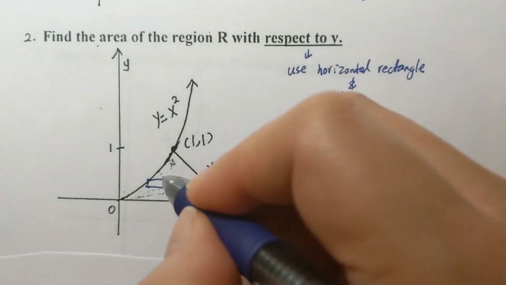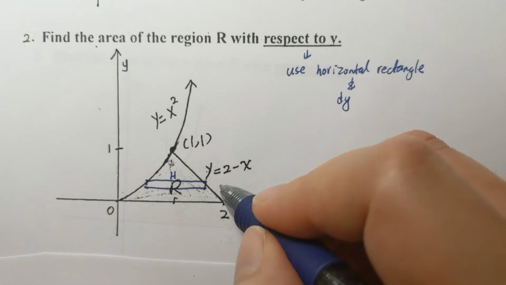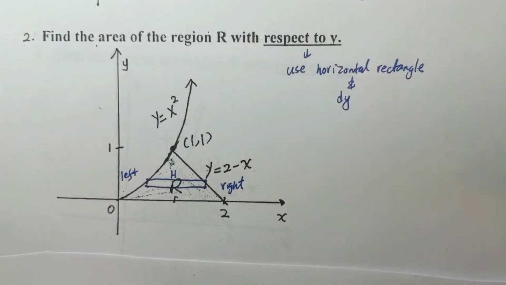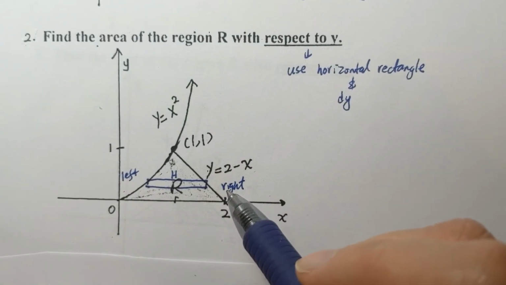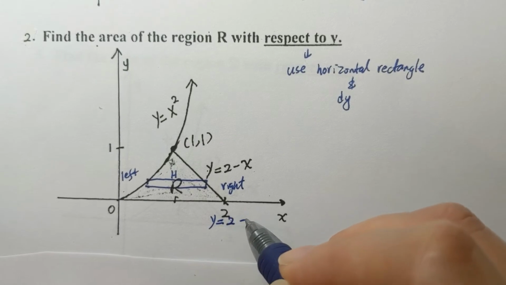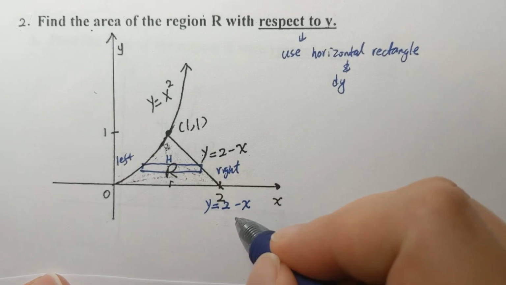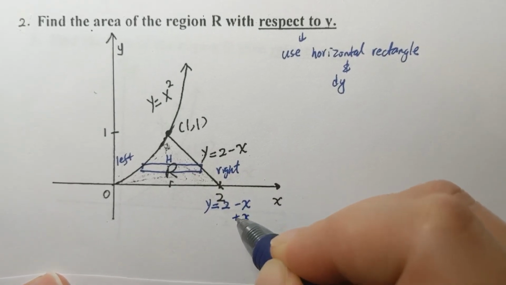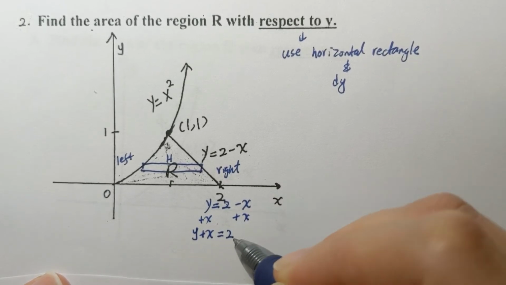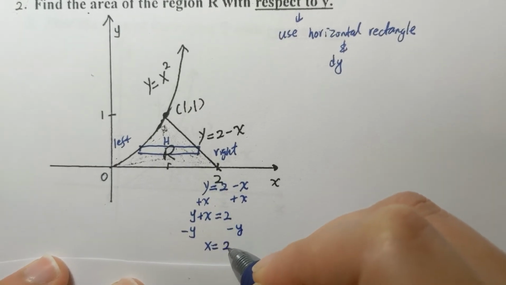So the h is bounded by the right function and the left function. So definitely this one's the right and this one is the left. So we are going to solve for x. You get y equal to 2 minus x. What I am going to do is move the x to the left side, so plus x. So I get y plus x equal 2. And then minus y. So I get x equal 2 minus y.